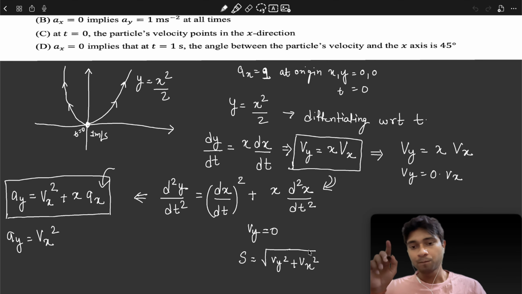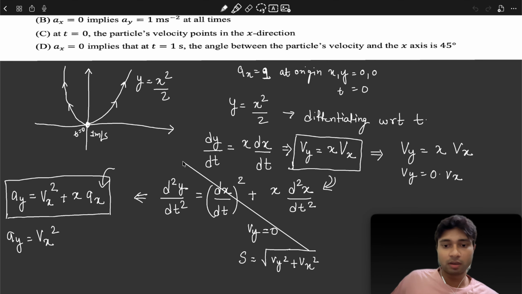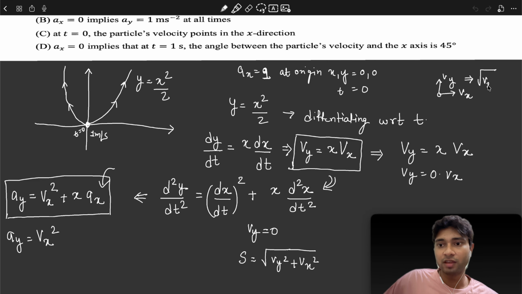Speed is, we are not interested in the direction. So if the particle is having two velocities, one Vx and one Vy, the net velocity will be root over Vy square plus Vx square. This is nothing but speed, if we are not interested in direction.